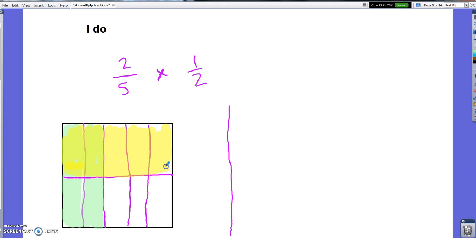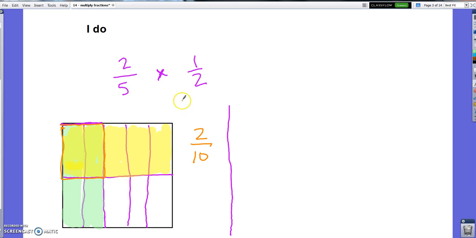And my answer to 2/5 times a half, it is this fraction that got colored both colors. Let me pick a new color to surround that with. How about some orange? So this, I didn't get orange. This is my solution right here. This part that got colored both colors is my answer. So that is 2 out of 10 parts, 2/10. And that's a visual way to do 2/5 times a half and easily see it.